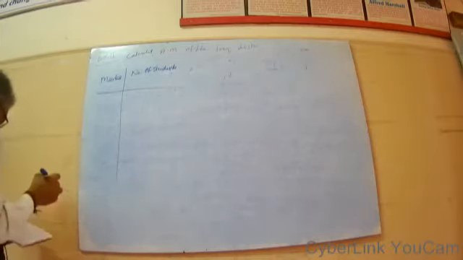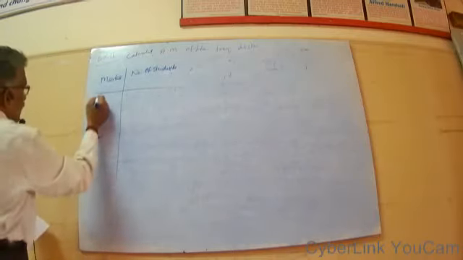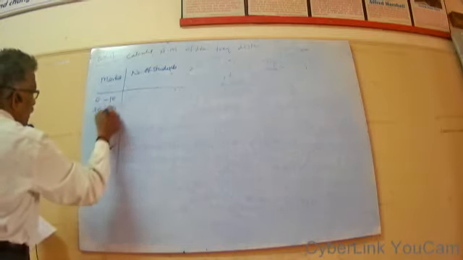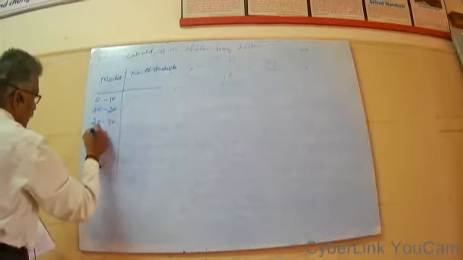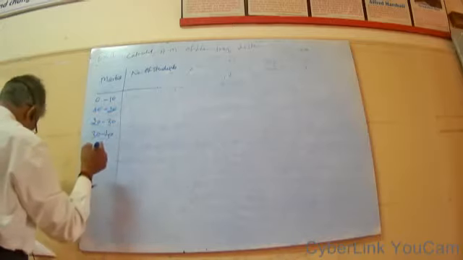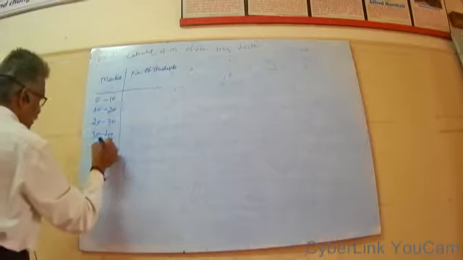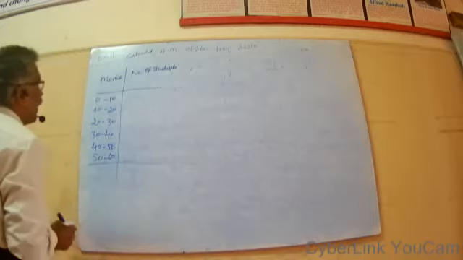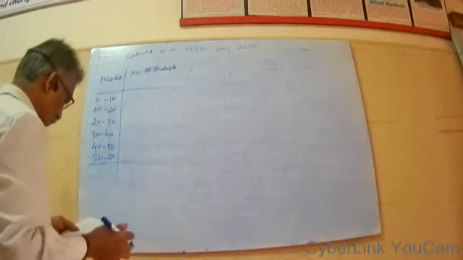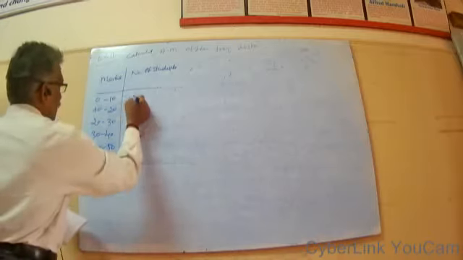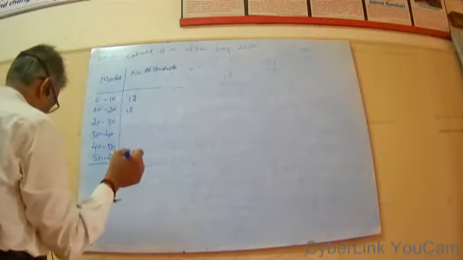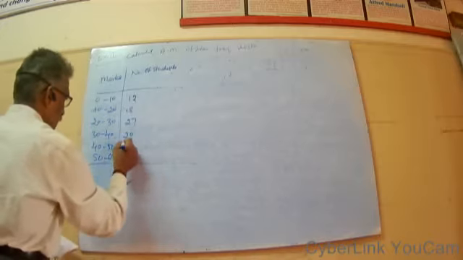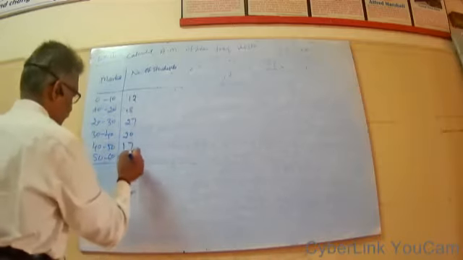The distribution of marks is like this: 0 to 10, 10 to 20, 20 to 30, 30 to 40, 40 to 50, and 50 to 60. The number of students in the corresponding classes is 12, 18, 27, 20, 17, and 6.